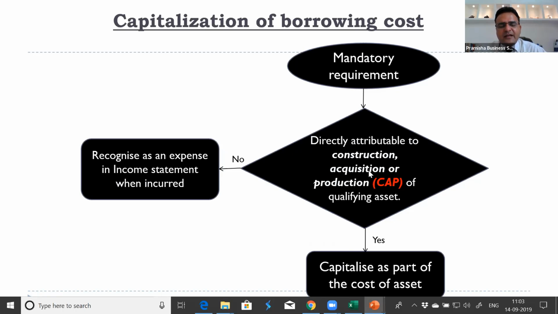IAS 16 says that any cost which is necessary for bringing the asset to its present location and condition for it to be ready for use or sale. IAS 2 talks about sale, that if it is to be constructed ready for sale, we'll add all the directly attributable costs of construction, acquisition, or production of this qualifying asset, which are eligible for capitalization.